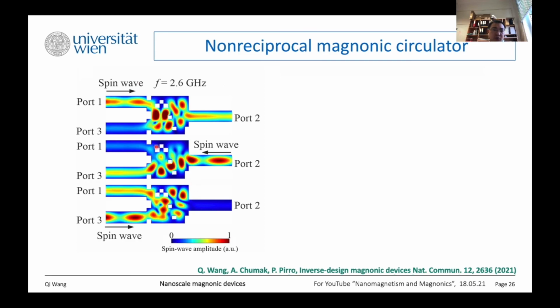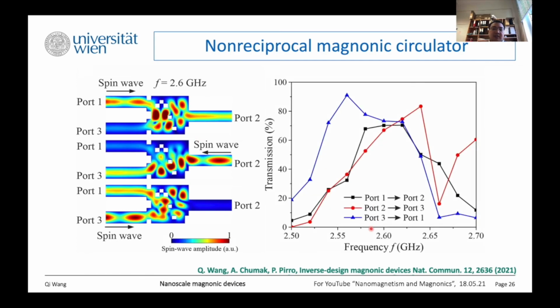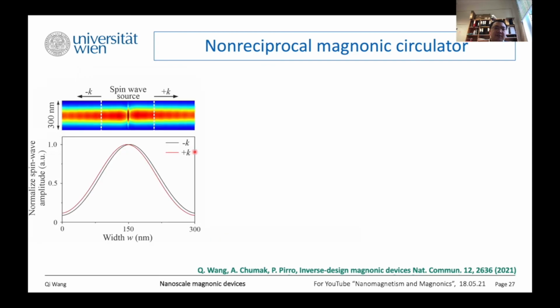We also took this design and swept the frequency from 2.5 to 2.7. We still have a good, almost 100 megahertz bandwidth, so it's quite robust. It's a little bit strange for us because we are working with the forward volume. As you all know, the forward volume spin wave in a film is reciprocal. So where does the non-reciprocity come from?